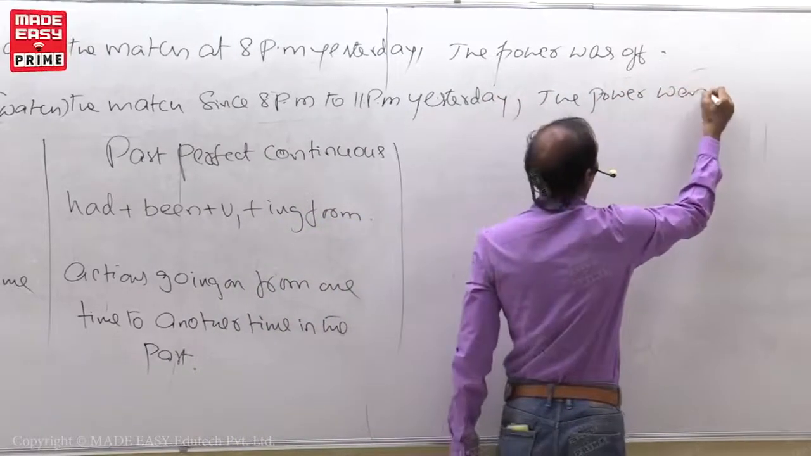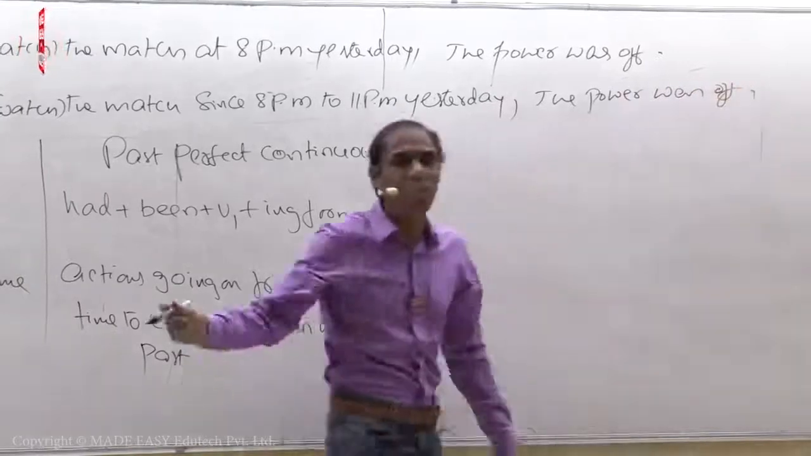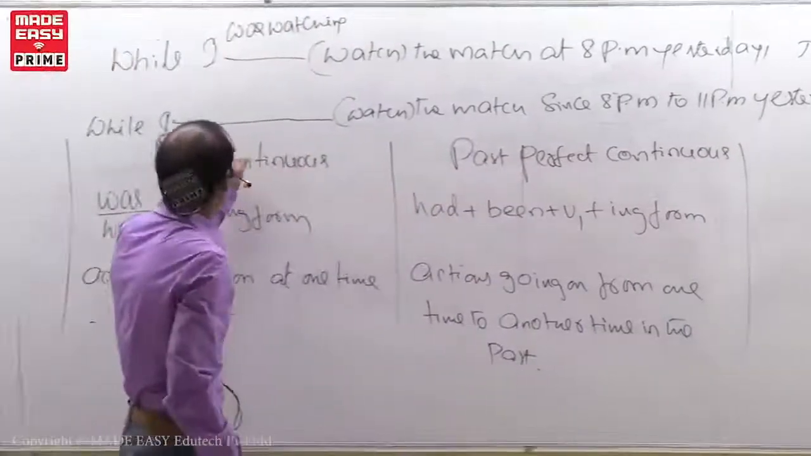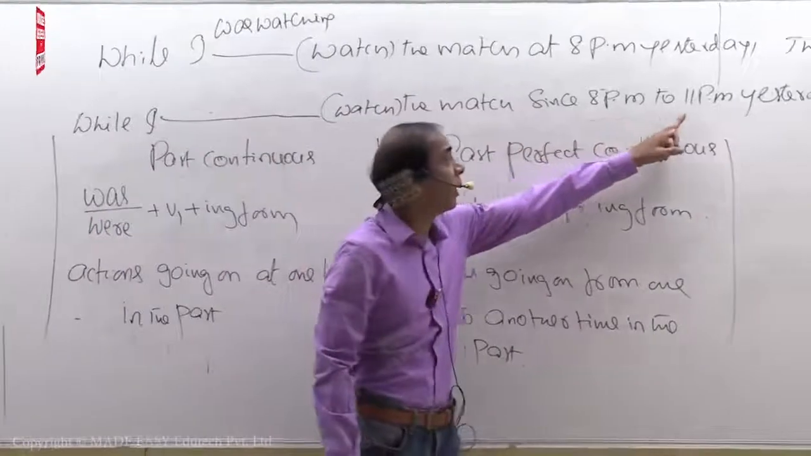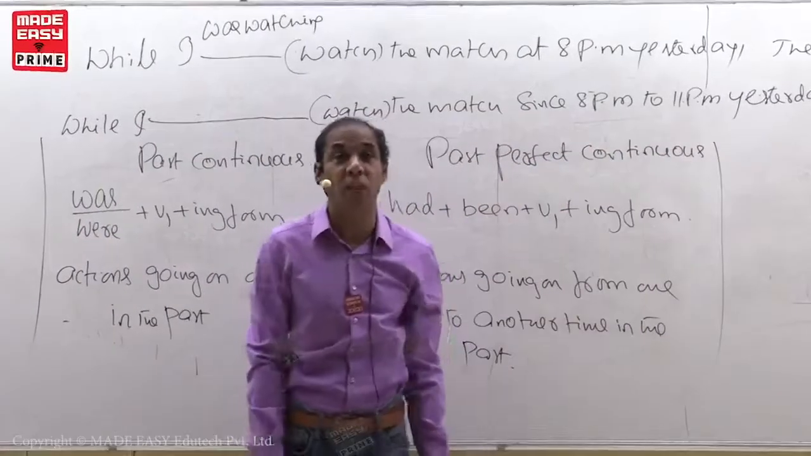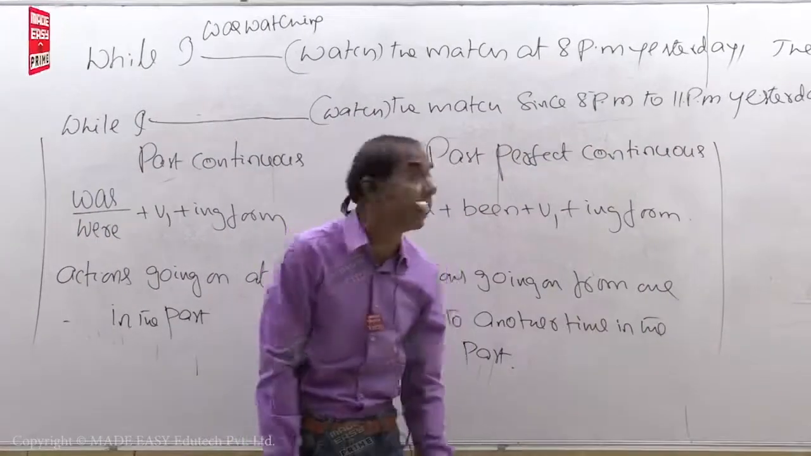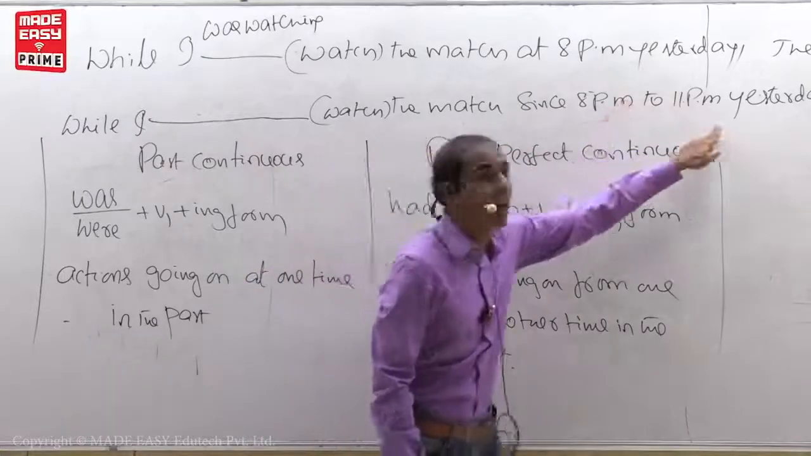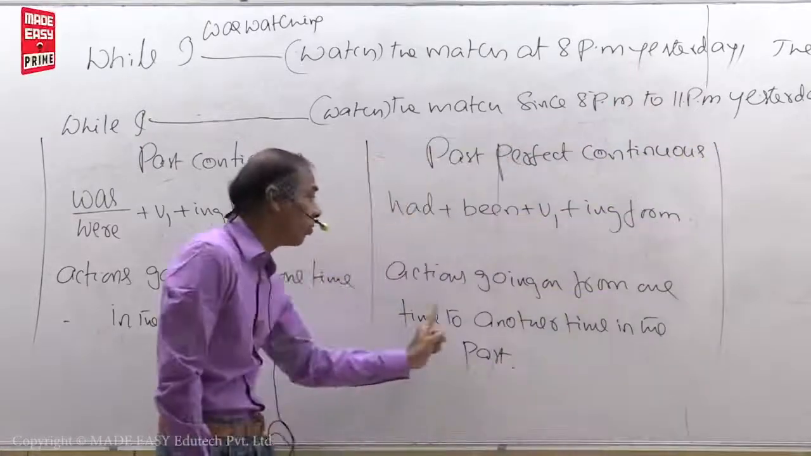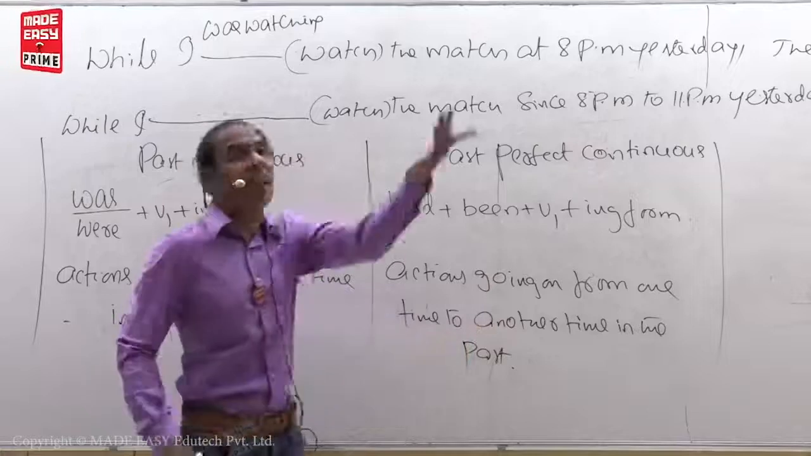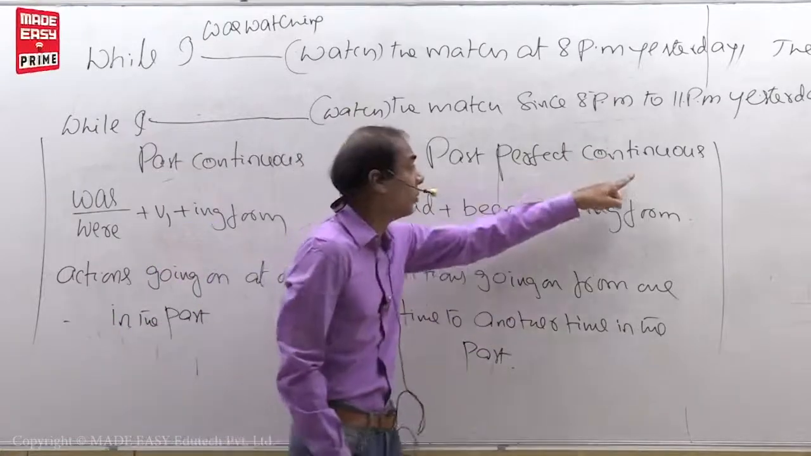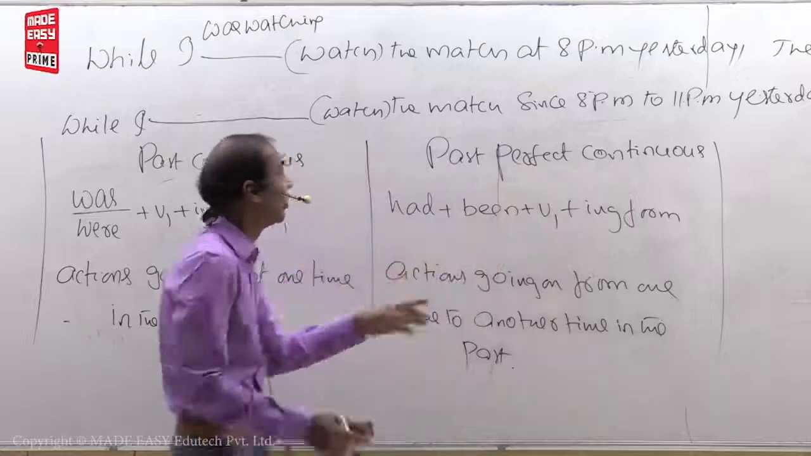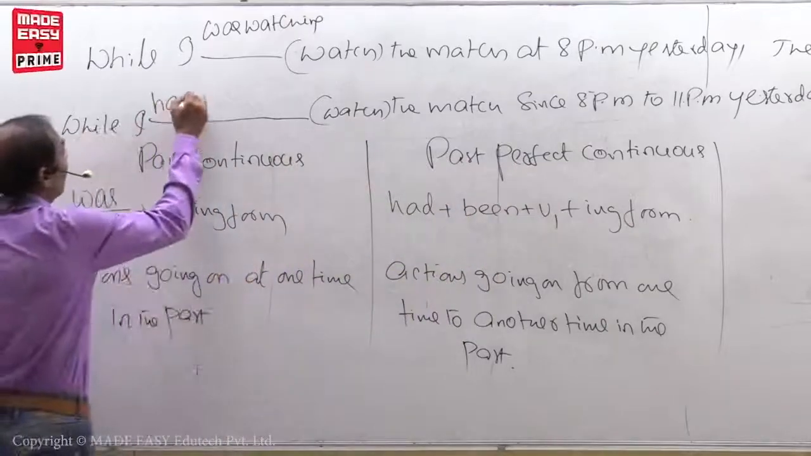The power was off. Now my students see. While I dash watch the match since 8 p.m. to 11 p.m. yesterday. At what time was I watching the match yesterday? Since one time to another time. So the actions going on from one time to another time in the past, then we have to use past perfect continuous tense: I had been watching.